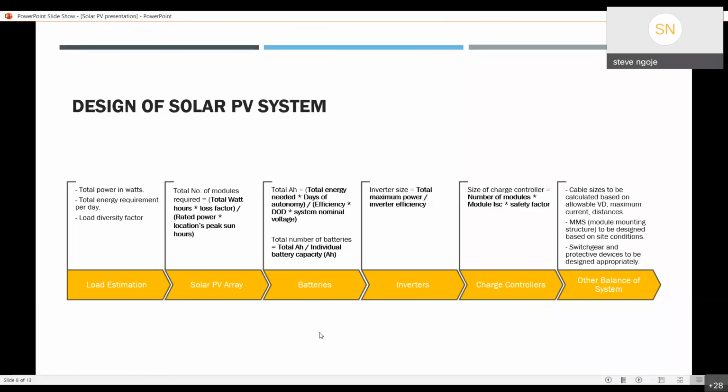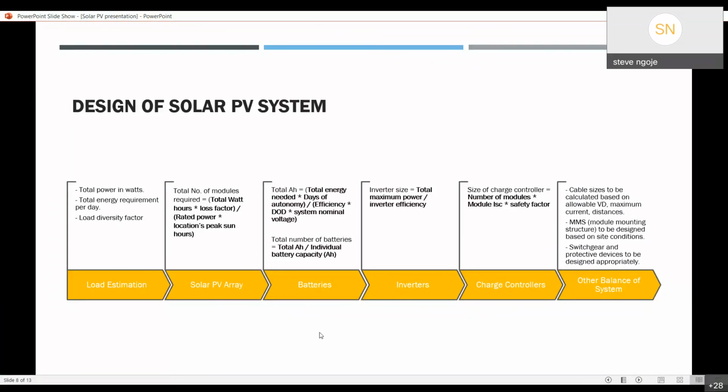For example, if we are talking about grid-tied systems, we are going to do a load estimation, the same way we are going to do solar PV array sizing, and then the inverter sizing. That's the same for all of them. When you go to off-grid and we want to introduce batteries, the formulas are there, and charge controllers. So if you get to know this design procedure, in most cases you will be able to design all the PV systems. This is the basic knowledge of solar PV design.